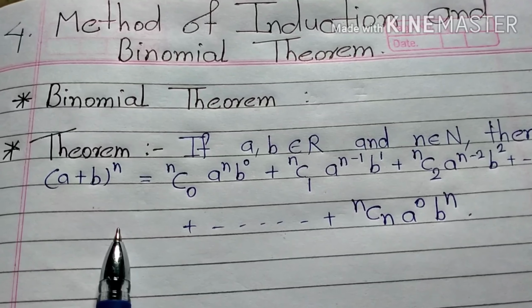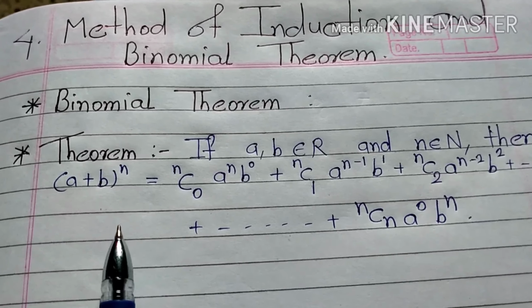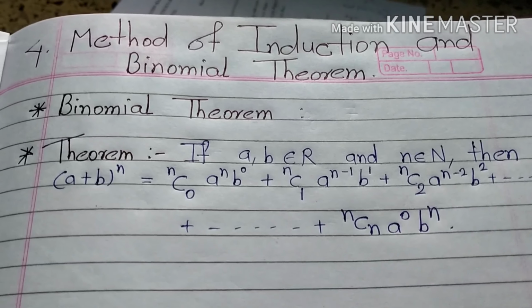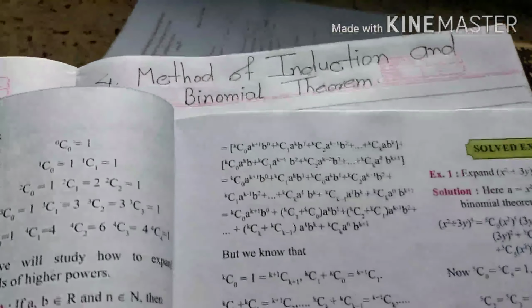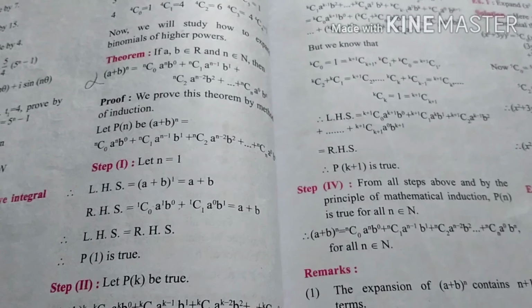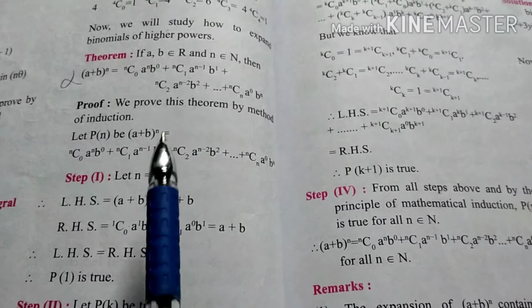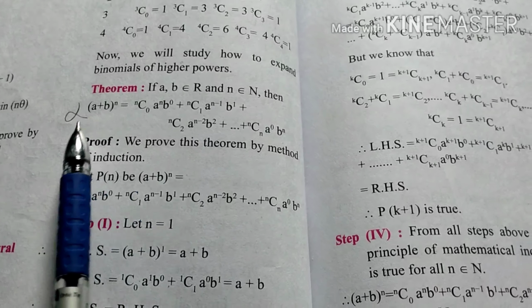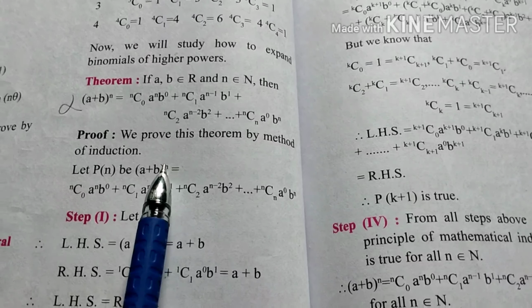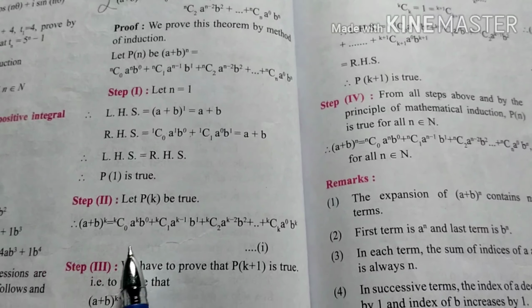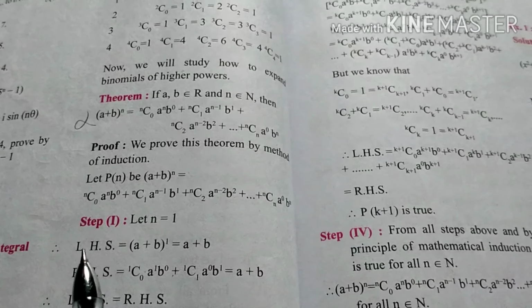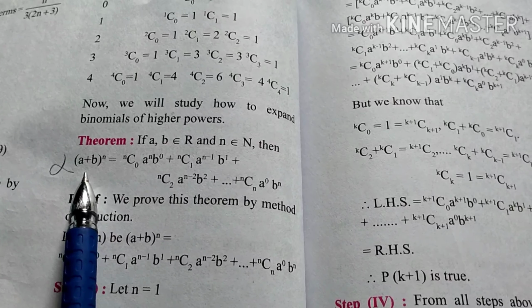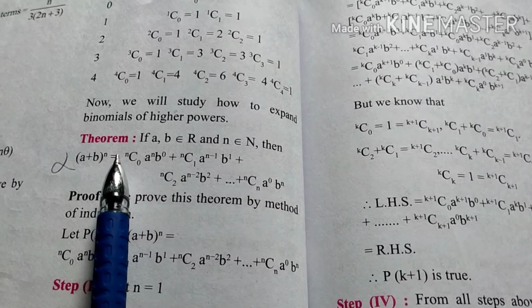This theorem is very important to solve all the examples of exercise 4.2. Student, note that the proof of this theorem is deleted from our syllabus. So we have to only study this statement. This proof is deleted or removed due to COVID-19. So only study about this theorem, or you can use this like the formula a plus b raised to n.